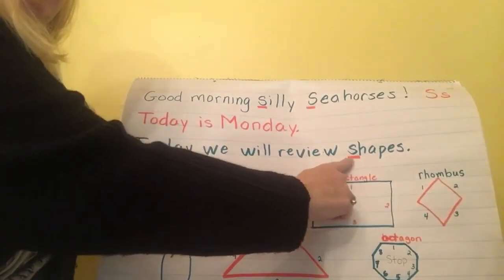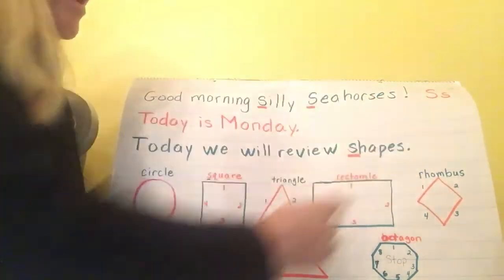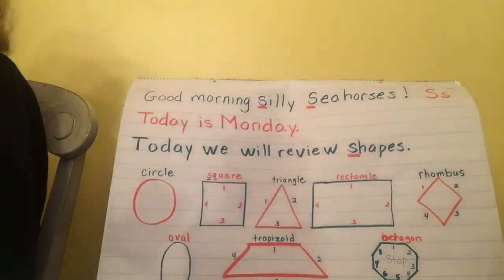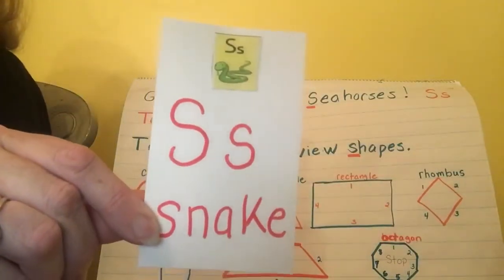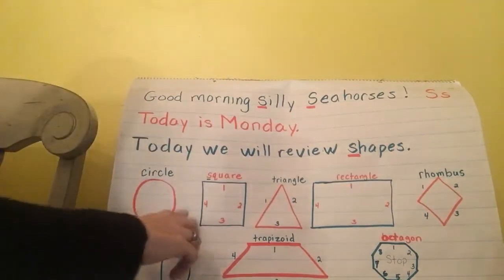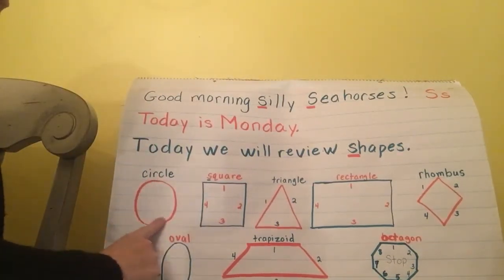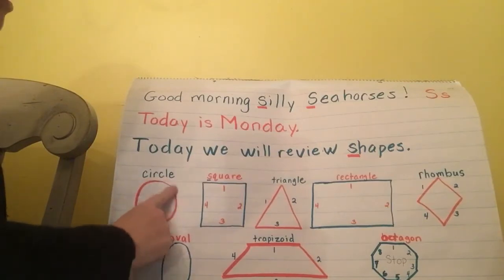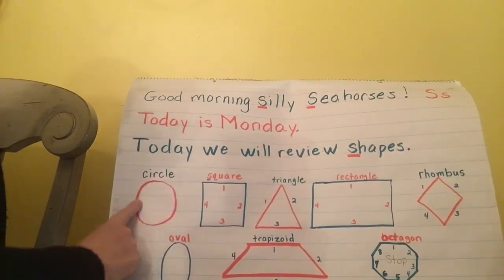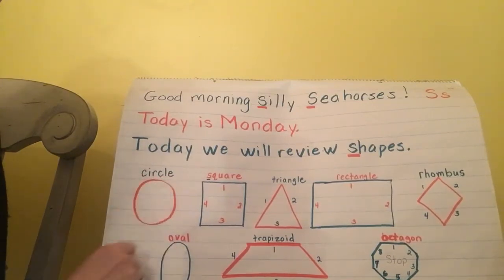And look at that, another word that starts with what? S. Just like our letter today, S, snake, S. Good job. So our first shape here, it's round. It doesn't really have a beginning or an end. It just goes around and around. And that is called a circle. Kiss your brain if you guessed it right.